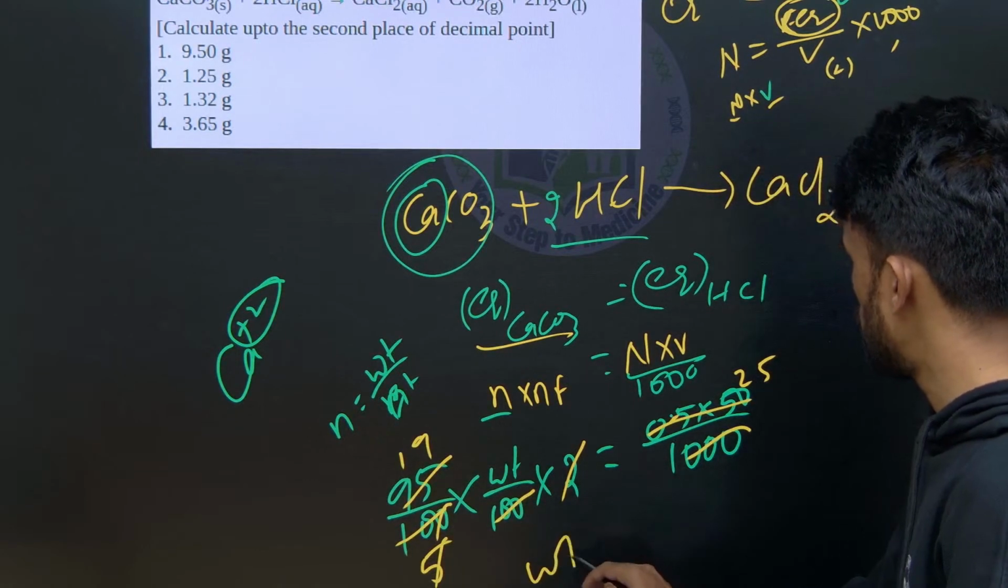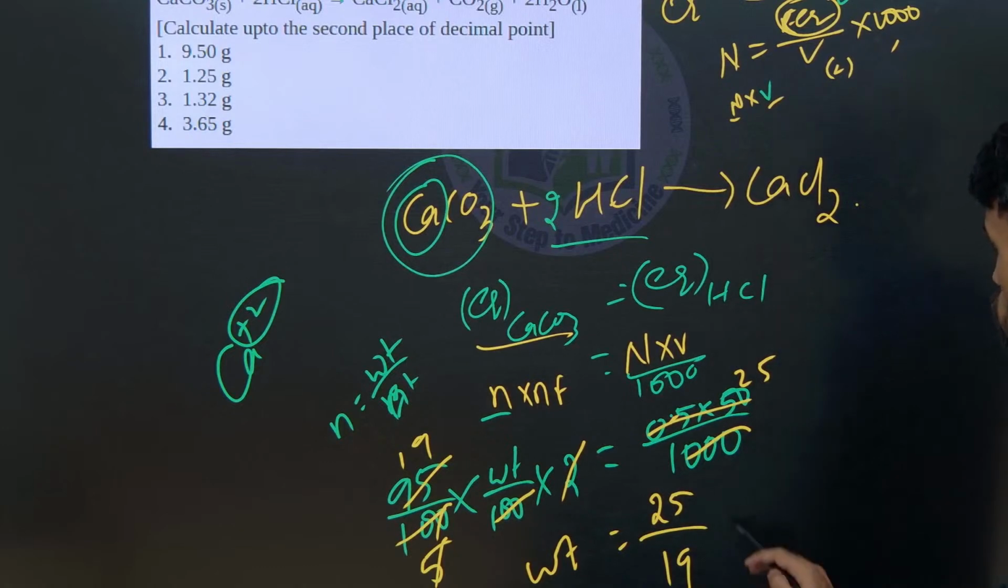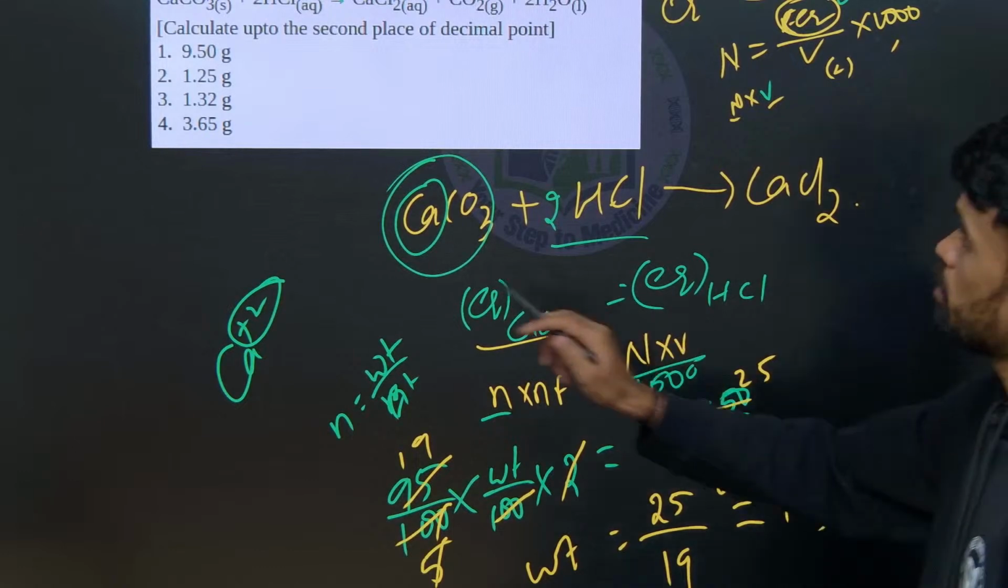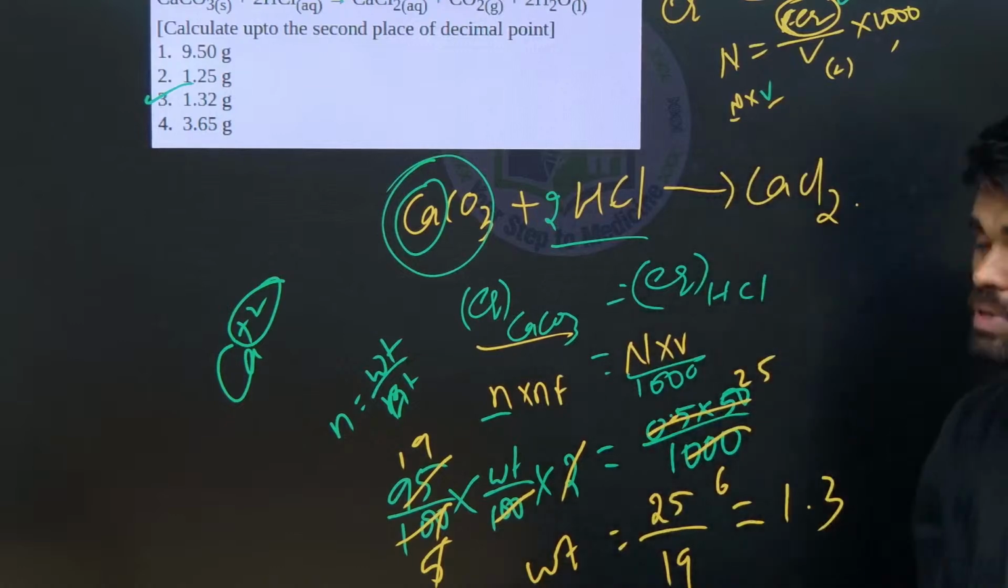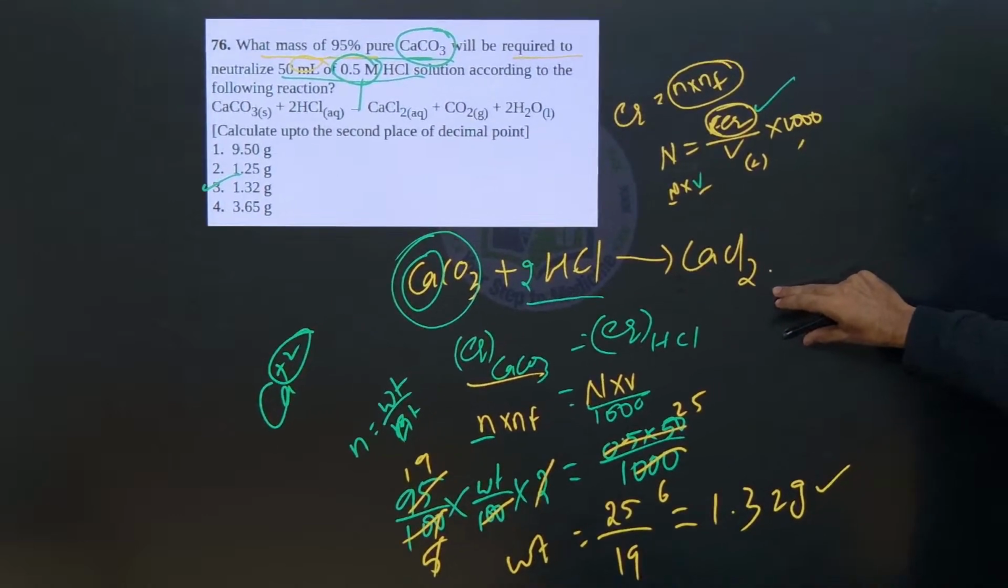So weight will be 25 by 19. Okay, so this will be 1 point. So 6 is remaining. Okay, 60. So 3. So 1.3, which is having option number 3. 1.32 will be the answer. Okay, I hope it is clear without any confusions. Just look and give a try from your side once again.